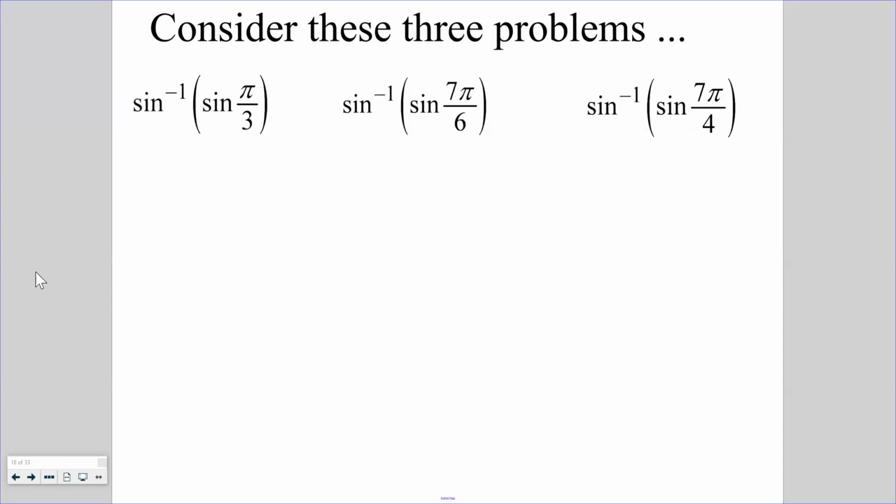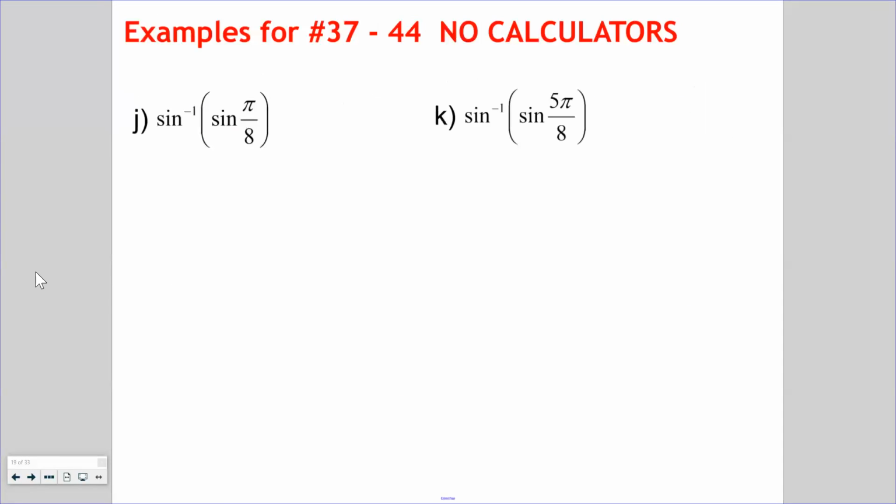Okay, so this is where it gets slightly more complicated. What if I give you angles that are not on the unit circle? Here's what I'm looking for. No calculators on your homework for numbers 37 through 43. You are going to draw a diagram. I will be looking for diagrams if you want full credit on your homework assignment.